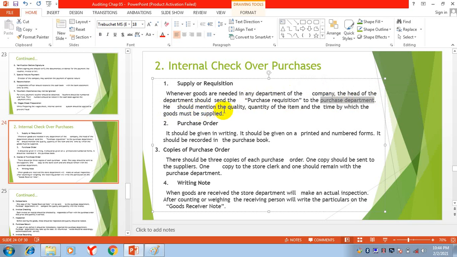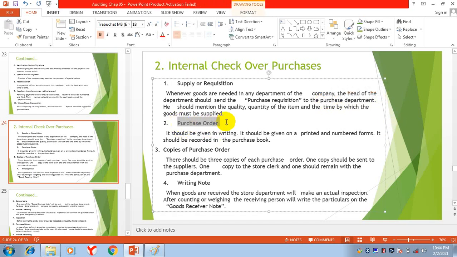He should mention what the quality and quantity of the item will be, and the time by which the goods must be supplied, up to which time you need those goods. You will send that request to the purchase department. So in case of purchases, the first thing is purchase requisition by any department to the purchase department.